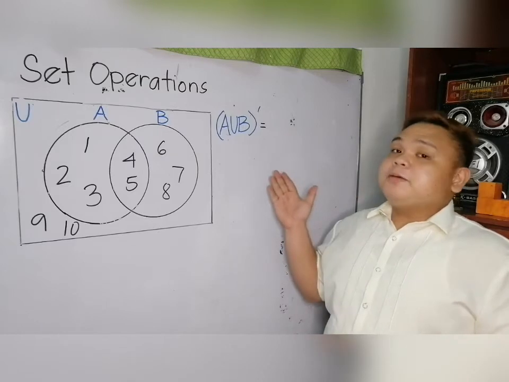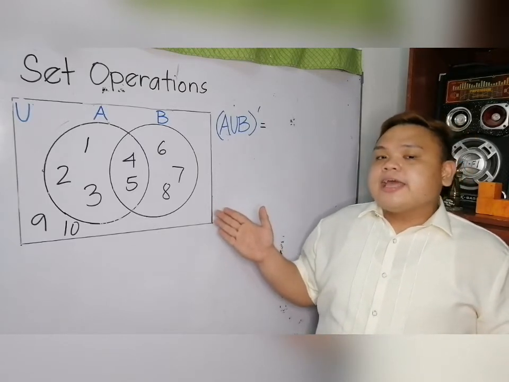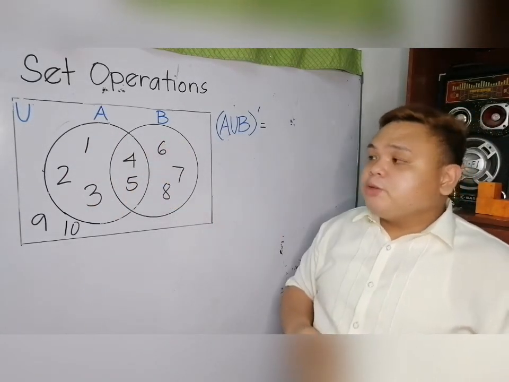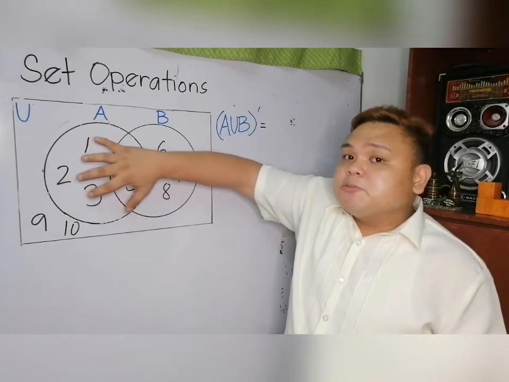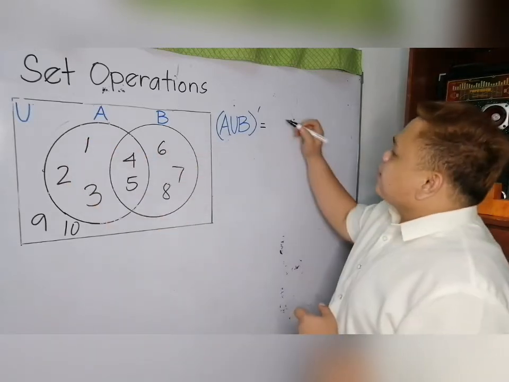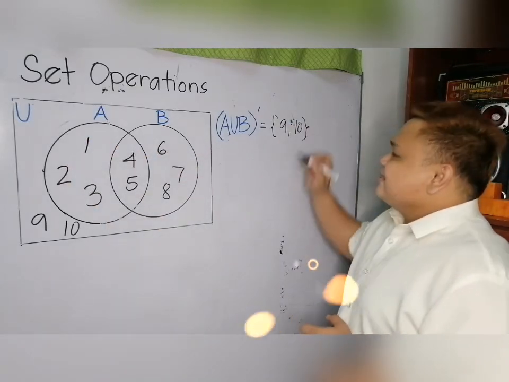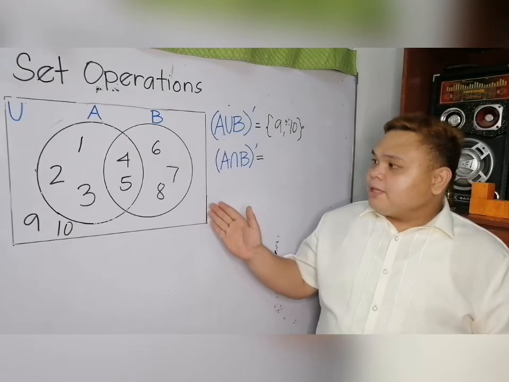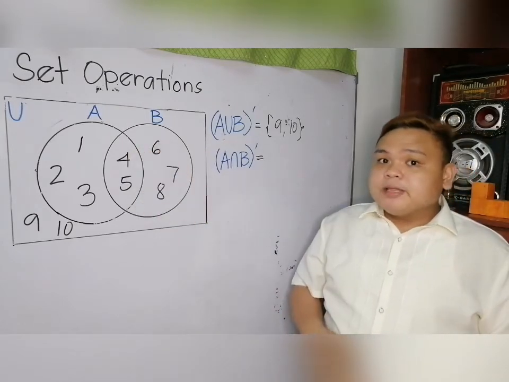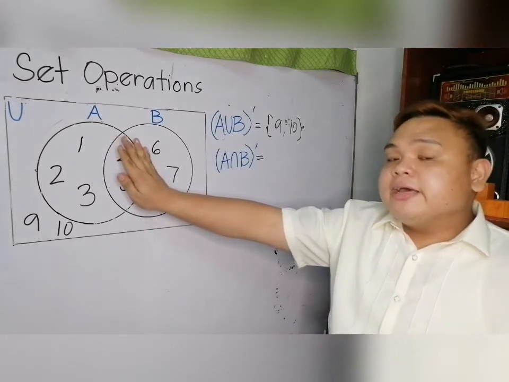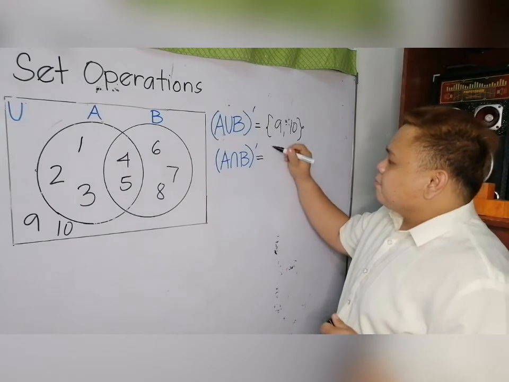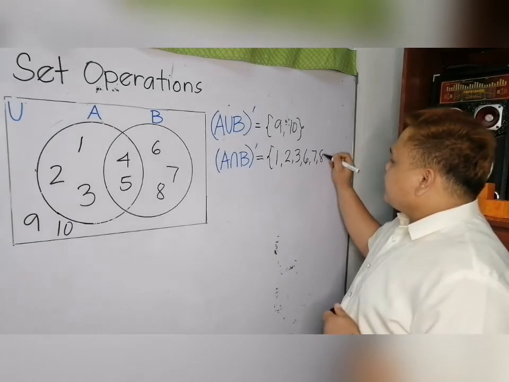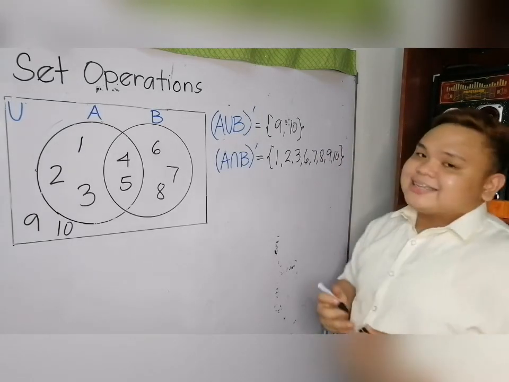What if you are asked to get the complement of A union B? Looking at this Venn diagram, the union of A and B will be this part. Now, in order for us to get its complement, all we need to do is to remove this part, and the remaining elements will serve as its complement. And those are 9 and 10. Next, let's have the complement of A intersection B. Again, looking at this diagram, the intersection of A and B is this part. Now, to get its complement, all we need to do is to remove this part, and the remaining elements will serve as its complement. And those are 1, 2, 3, 6, 7, 8, 9, and 10.